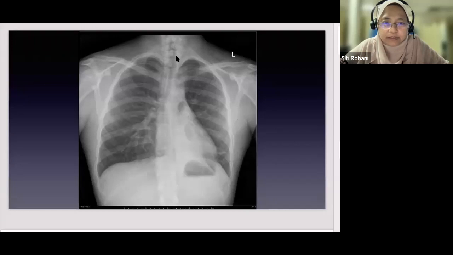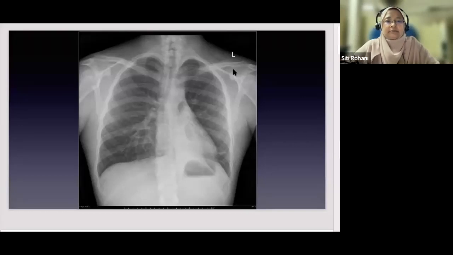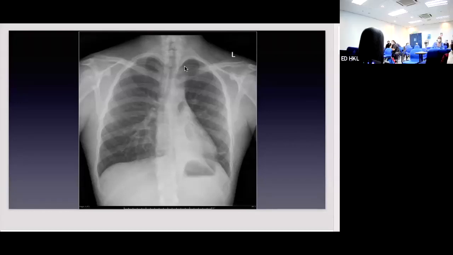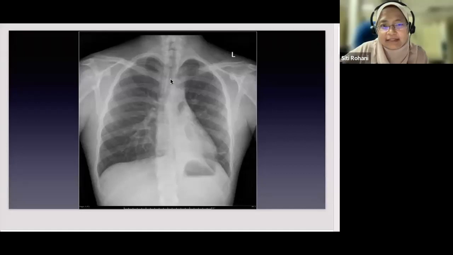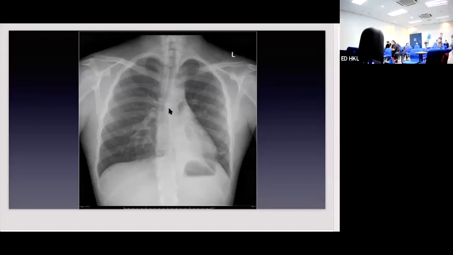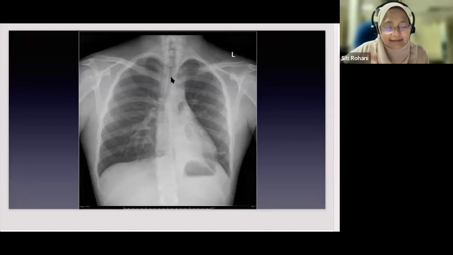Systematic review. What do we think about the airway? Is the airway central? Is it in normal position? Is it slightly shifted to the left? You guys agree it's slightly shifted to the left? Yes. Okay. So then we already checked the airway. So the airway is slightly shifted to the left.